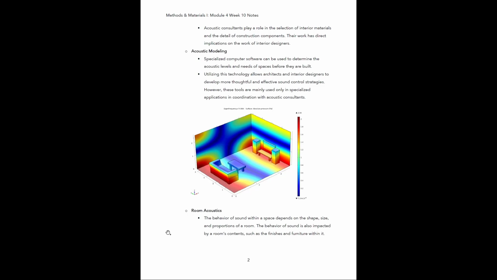Room acoustics. The behavior of sound within a space depends on the shape, size, and proportions of a room. The behavior of sound is also impacted by a room's contents, such as the finishes and furniture within it. We mentioned this last week. As interior designers, we're mainly focused on what is within that space and how the things within the space are interacting with the sound waves that are being produced.